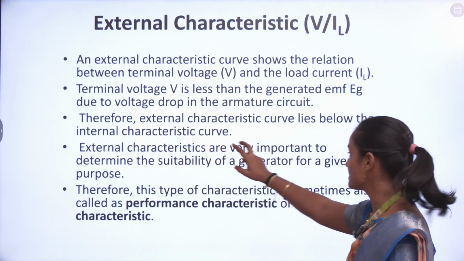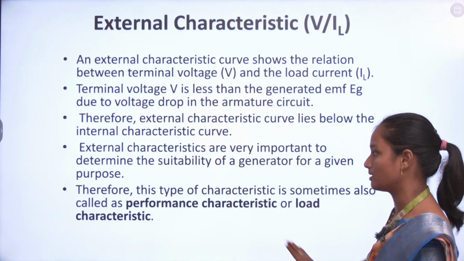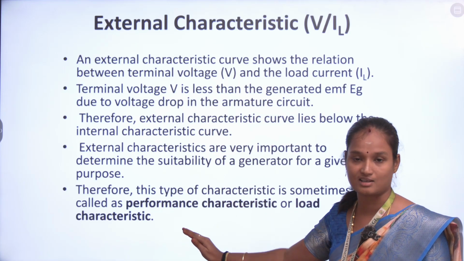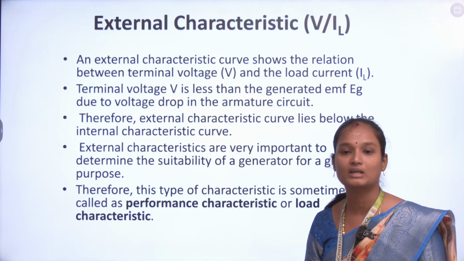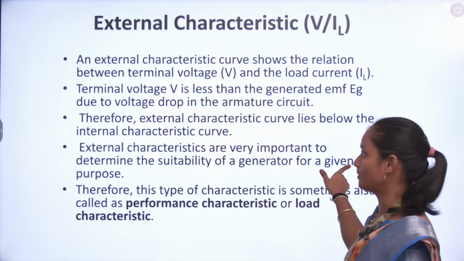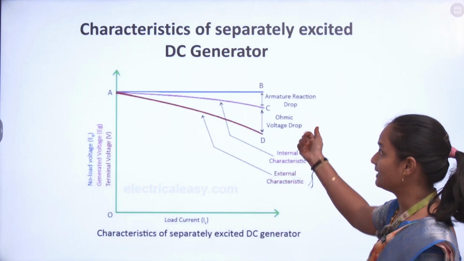The external characteristics are very important in order to find the suitability of the DC generator. Therefore, this type of characteristic we can call a performance characteristic. Once it starts performing for the given load, that is why we call it the performance characteristic. So this is the characteristic of a separately excited DC generator.